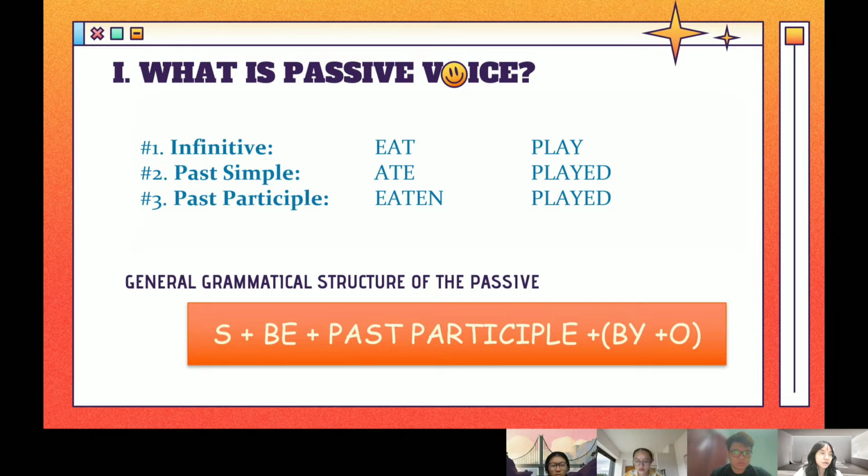From that example, we can get the general grammatical structure of the passive voice like this: the subject plus be plus the past participle, plus the agent by plus the object. So let's look at this grammar in more detail. I put the agent by plus the object in parentheses because of some special notes. Then Kai will tell you about these notes.